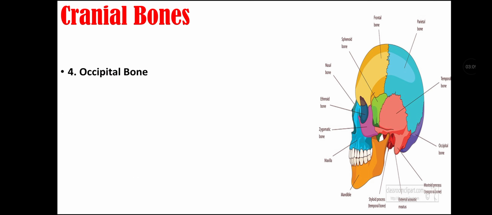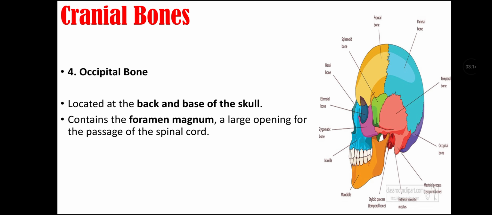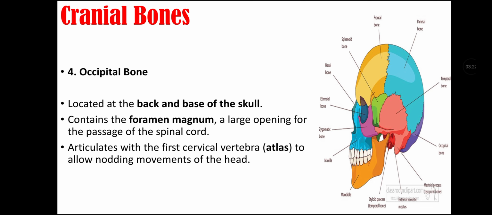Next cranial bone we have is occipital bone. It is located at the back and base of the skull, as you can see in the diagram. It contains the foramen magnum, that is a large opening for the passage of spinal cord. It articulates with first cervical vertebra, that is atlas, to allow nodding movement of the head. It also provides attachment for neck muscles.